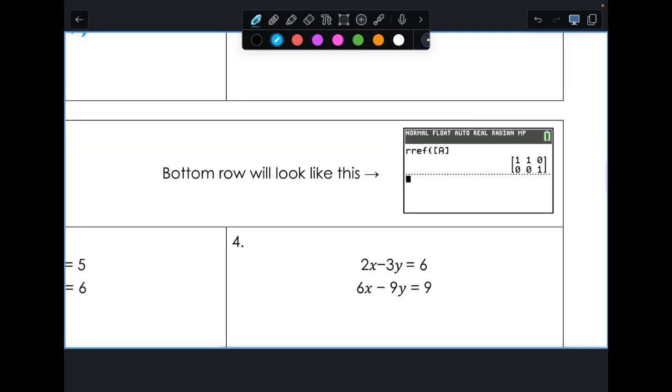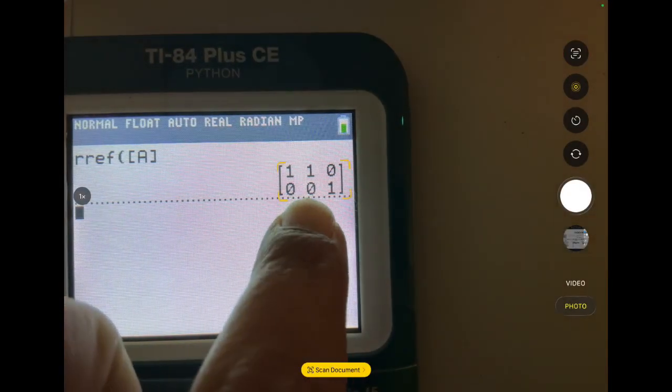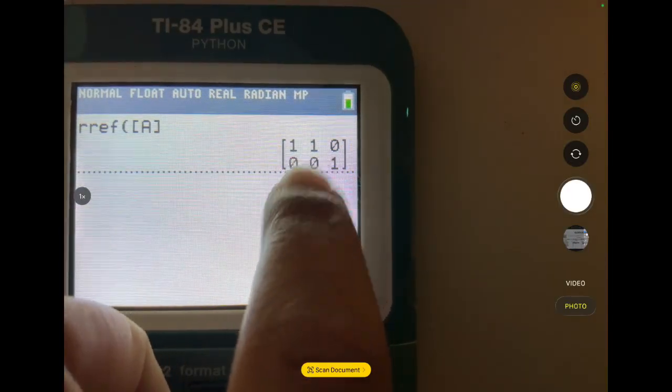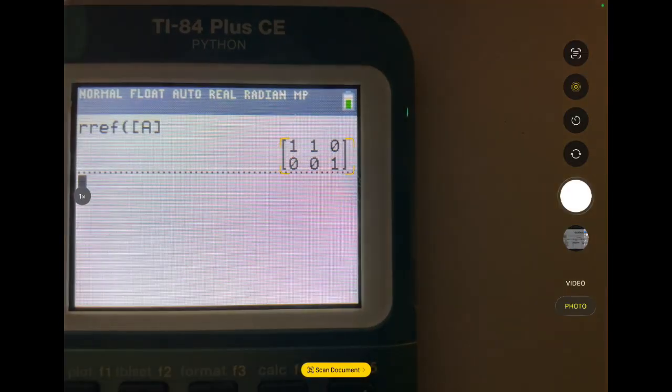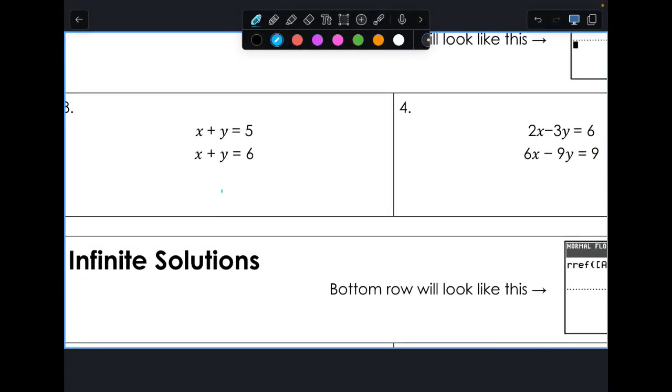Everybody look at that part in your notes where it says bottom row will look like this. For the next one, when you do it, you should get a 0, 0, 1 on the bottom row. This is what it should look like right here. So when you get 0, 0, 1, that represents parallel lines. Parallel lines have what? No solution. So this one is technically no solution. So, word of advice, always look at that bottom row before you write down the point. Because if it's 0, 0, 1, it's no solution. Okay?